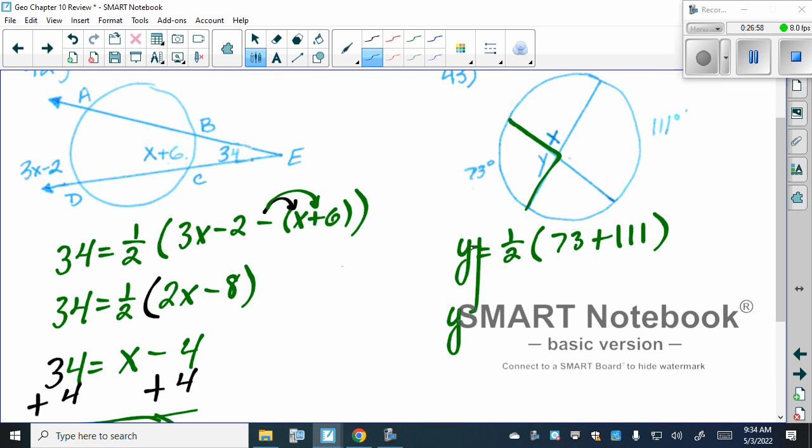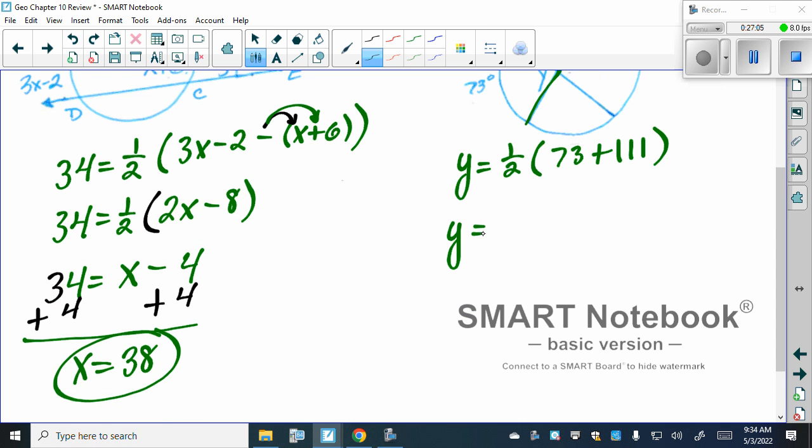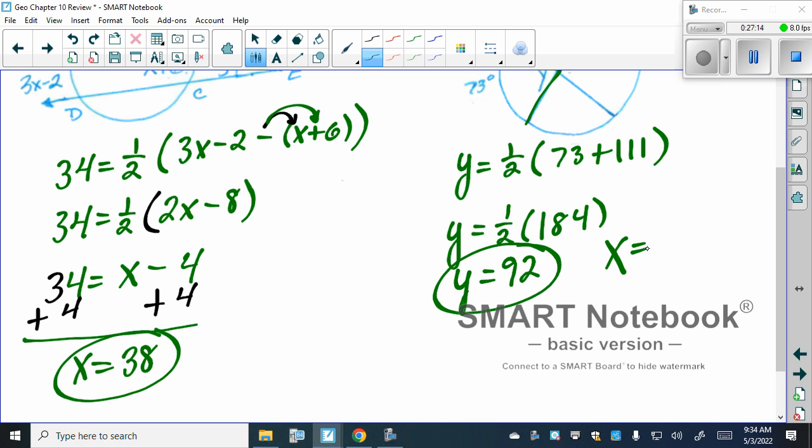I could do it by hand. Because that'd be half of 184, 92. Well, we still need to find x, yes? What do x and y do? Make a straight line. Any two angles that make a straight line add up to 180? Yep, 180 minus 92. 88.